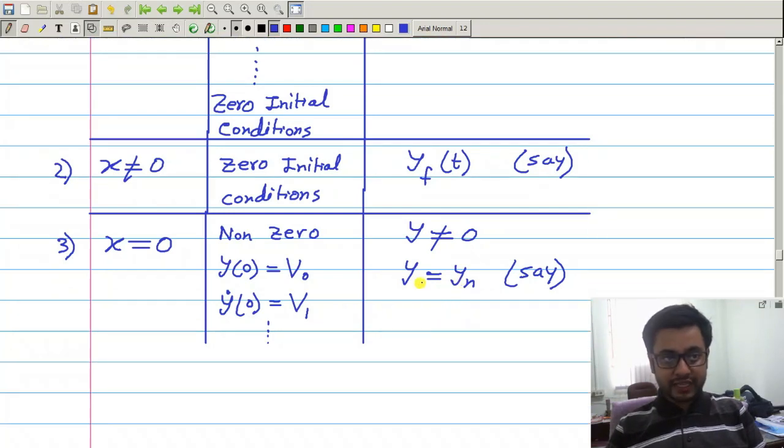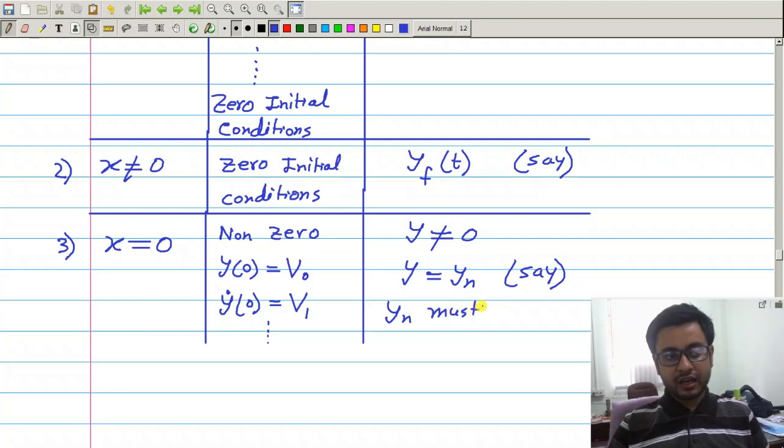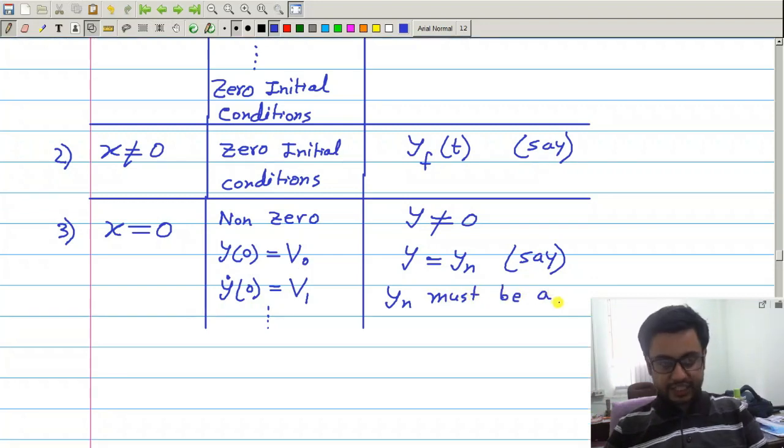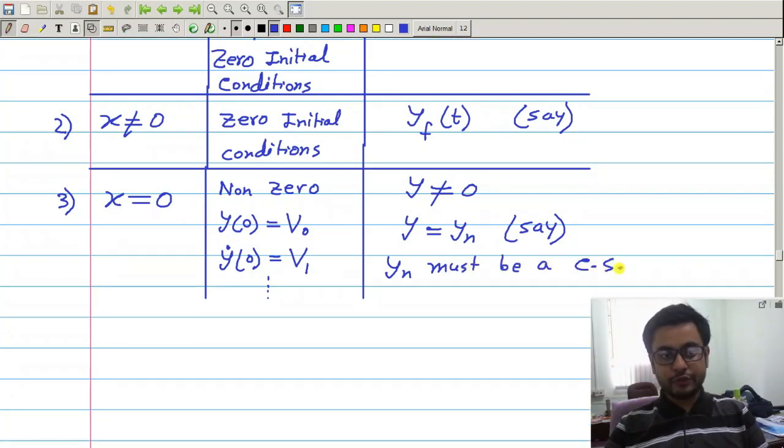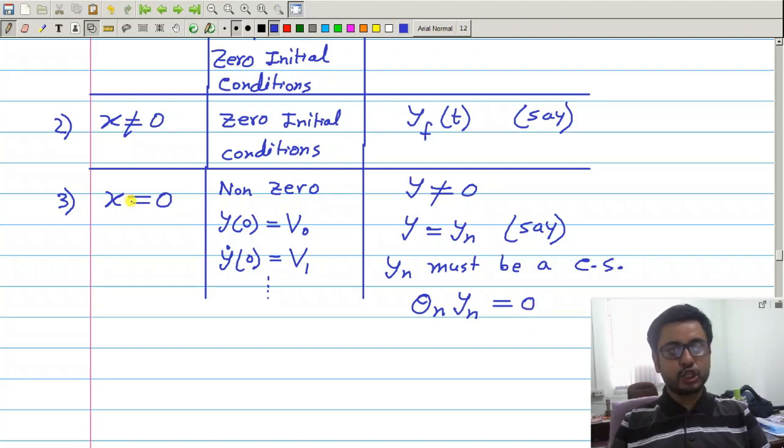Please note that yn must be a complementary solution of the given differential equation. That means O of yn should be equal to 0. That is because x is equal to 0.